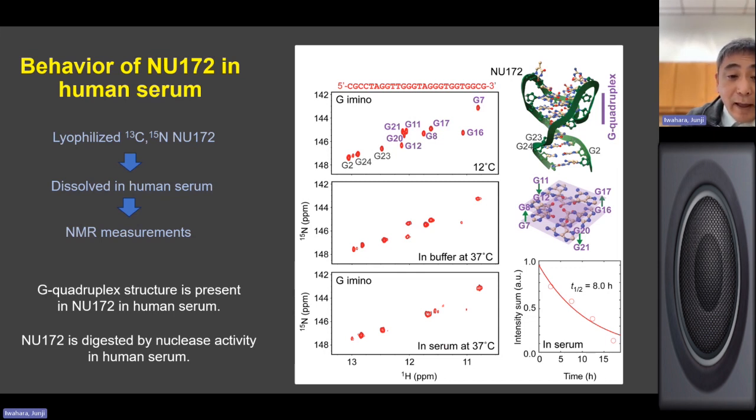experiments. The data quality was relatively poor due to the molecular crowding environment, but still we were able to observe some signals characteristic for the G-quadruplex. And because of the nuclease activity in the serum, the signals gradually became weaker, like this. So we are able to see this kind of effect by NMR as well. So we confirmed the presence of G-quadruplex of this therapeutic aptamer in the serum.